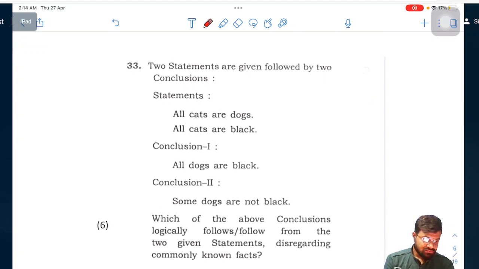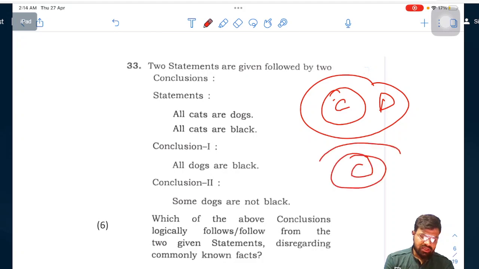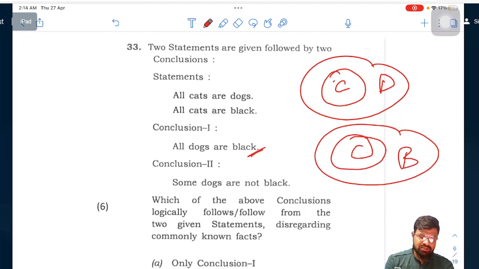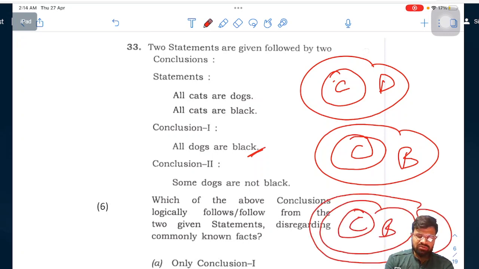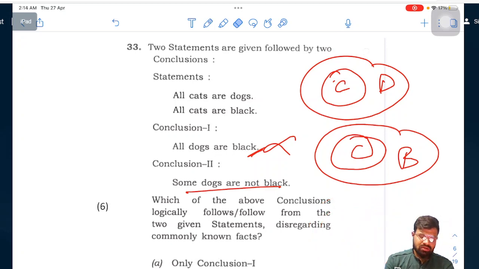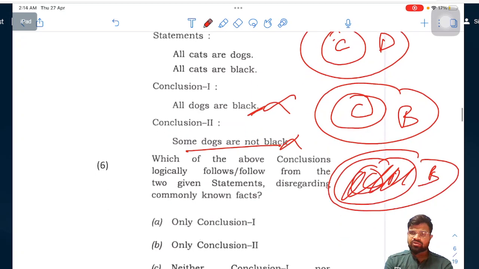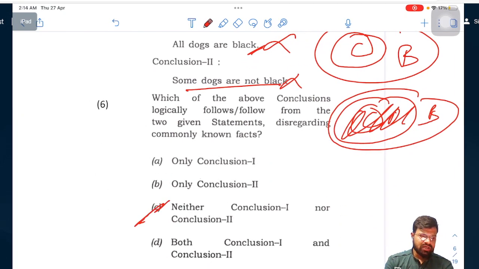Now again, all cats are dogs. So these are cats, these are dogs. All cats are black. These are cats and these are black. Now, all dogs are black. This cannot be the case, because suppose the diagram is like this, we will merge the diagram like this. So these are the dogs that are not black. So wrong. Some dogs are not black. Again, this can be the case like C, D, and then B. So in this case, all dogs are black. So both conclusions can be proven wrong based on two different diagrams. So this should be our goal, and this question should be dealt with like this.